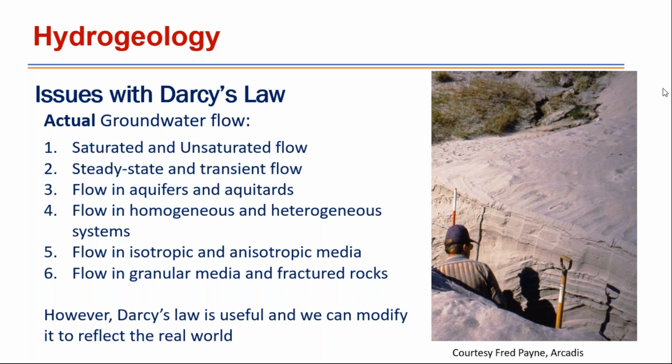There's also isotropic and anisotropic media. So isotropic means it's the same everywhere you go vertically, and homogeneous means the same everywhere you go horizontally. But that's not the way the real world works. So it's heterogeneous and anisotropic. And plus we have flow in both granular media and fractured rocks.